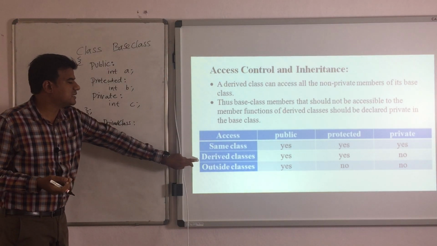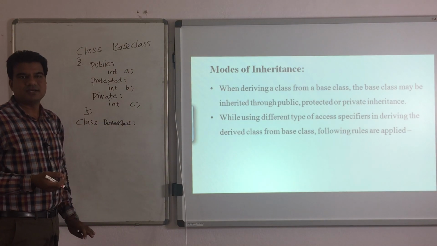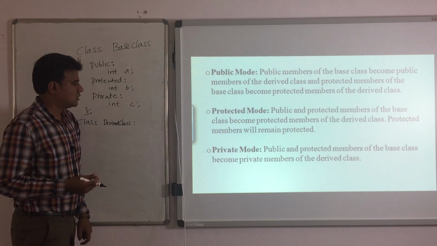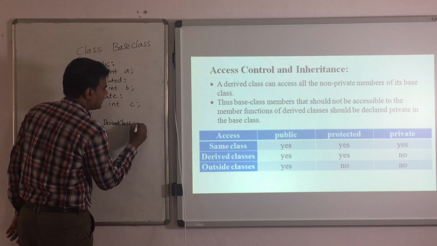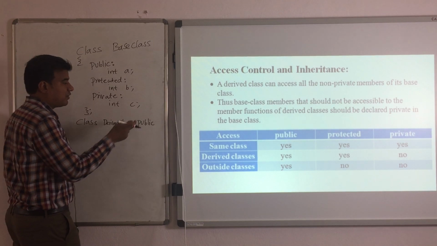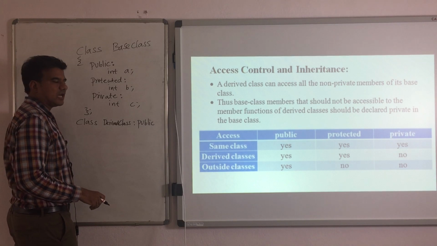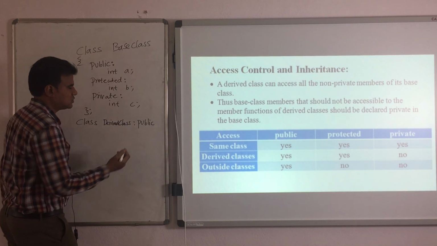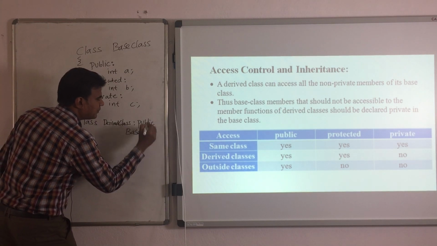That also we will discuss in my next slide, that is modes of inheritance. So three different modes we have: public, private and protected. Let us assume the first type of mode we are discussing over here, that is the public mode. Public, followed by the class name from which you are deriving this derived class. I am trying to derive this derived class from my base class, so you take over here base class.